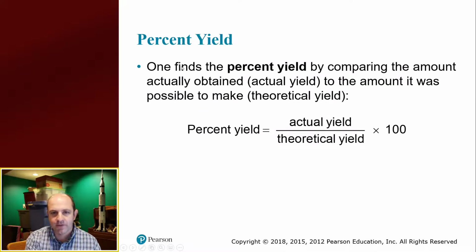And we want to compare them with the percent yield, which again, it's a percent, which means it's part divided by total. The actual yield is the part you actually got. The theoretical yield is the total you should have gotten. And so when you divide those two and multiply by 100, that's how we'll get our percent yield.